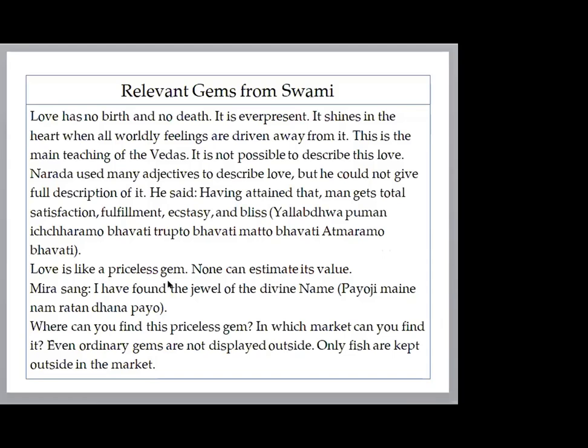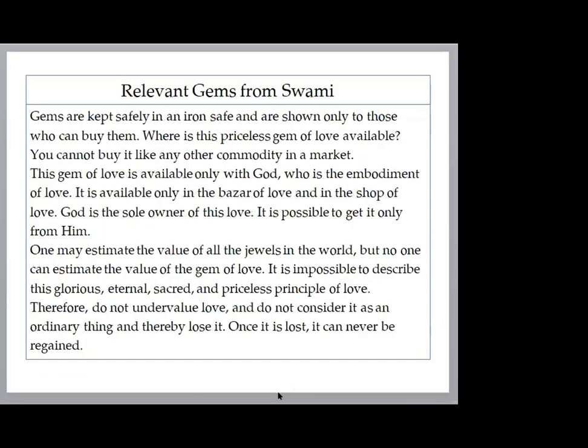Love is like a priceless gem. None can estimate its value. Meera sang, I have found the jewel of the divine name. Payoji maine naam ratna dhan payo. Where can you find this priceless gem? In which market can you find it? Even ordinary gems are not displayed outside. Only fish are kept outside in the market. Gems are kept safely in an iron safe and are shown only to those who can buy them.